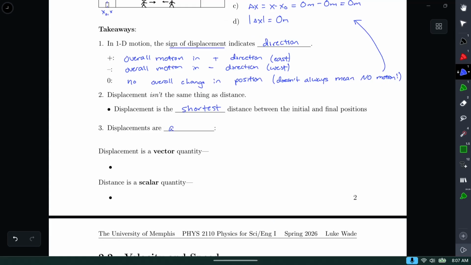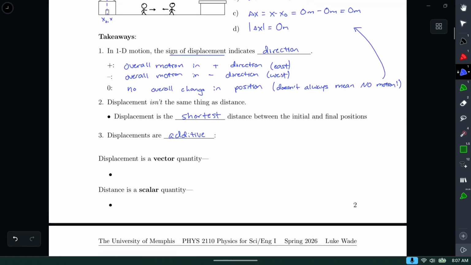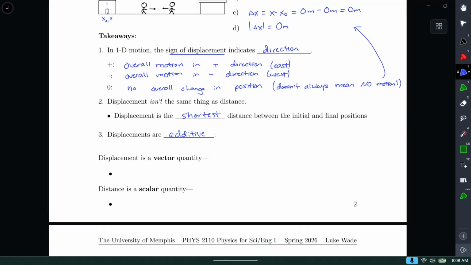And the last thing, this one may not be obvious, but this is why I was keeping track or giving my displacements names. Displacements are additive, meaning if I break a trip into separate pieces, the displacement for each piece adds up to give the displacement for the total trip. So for instance, I had in part 1 a displacement from my house to the store.